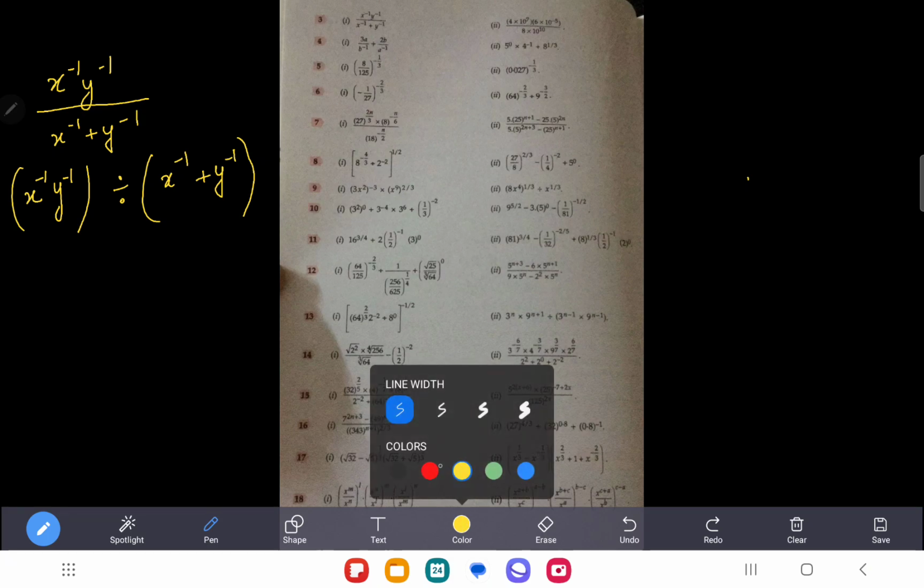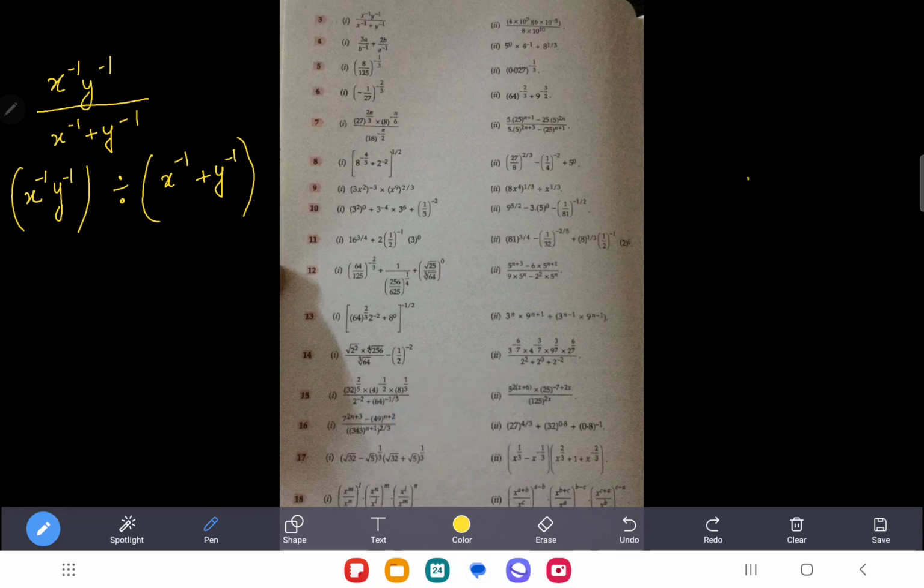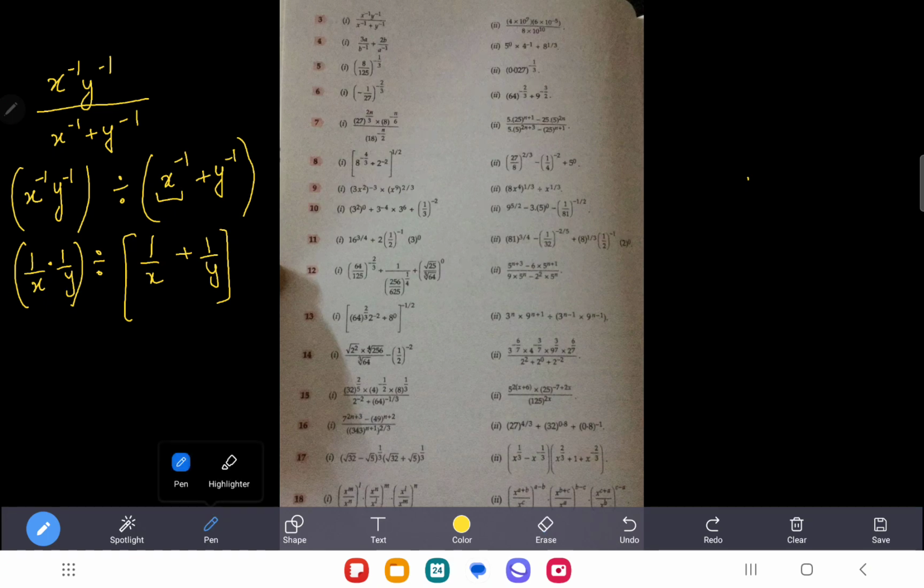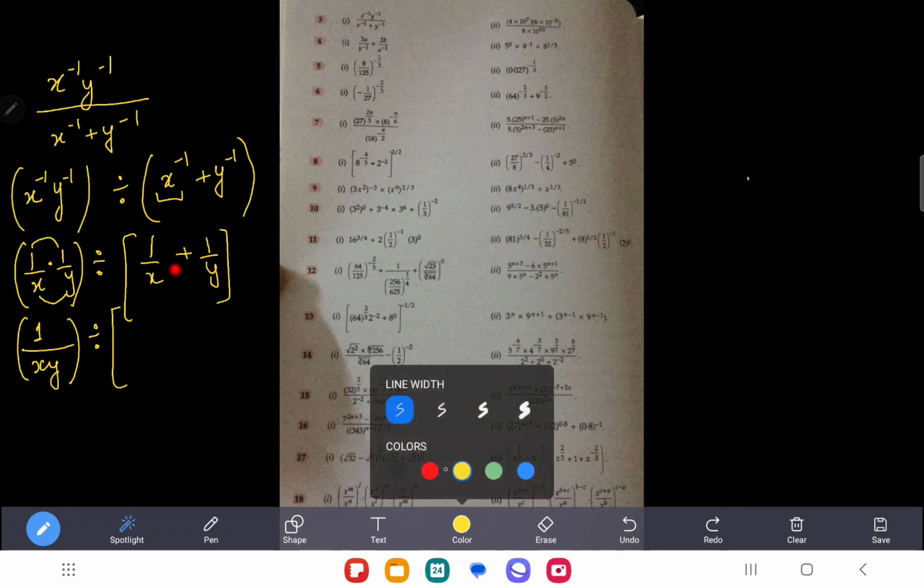Now, the negative powers, I do not like the negative powers. So what am I going to do? Can I say it is going to be 1 over x times 1 over y, the first bracket, divided by 1 over x, because x raised to the power minus 1 is nothing but 1 over x, plus 1 over y? So what would that be? 1 times 1 is going to be 1, and x times y is going to be xy, divided by, here we can take the LCM, 1 over x plus 1 over y.